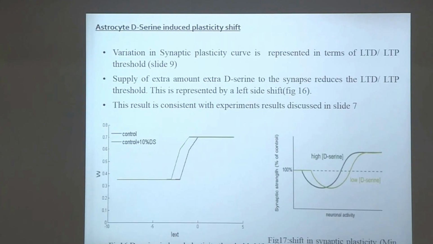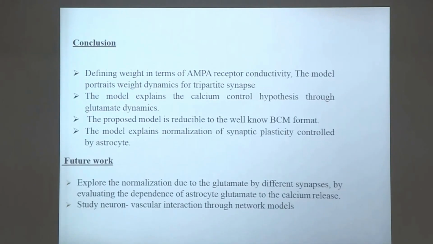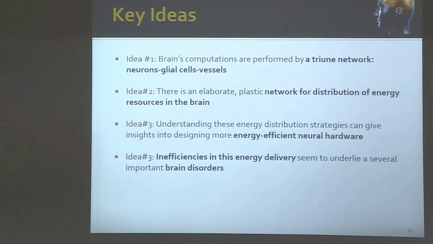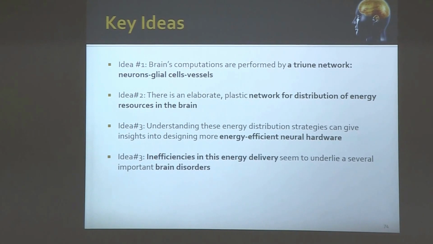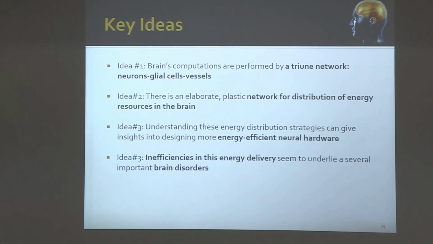I'll skip this. Now, finally, I just want to leave you with these four ideas. The main hypothesis or conceptual framework we're proposing is that the brain's computation is performed by this triune network consisting of neurons, glial cells, and blood vessels. Information is going in all directions. So you need to have a much expanded theory of computation in the brain, which also involves glial cells and vessels.